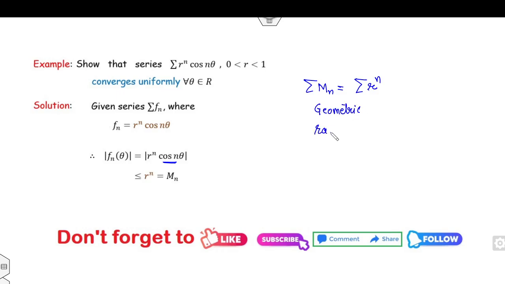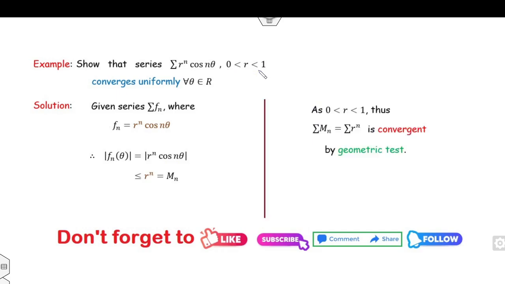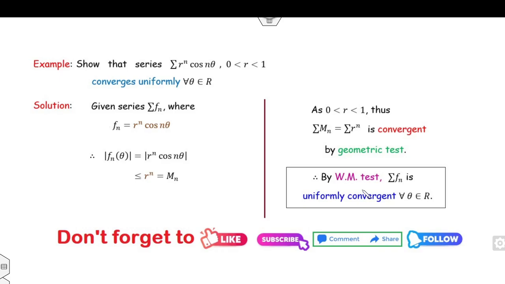Fine. And then the common ratio will be r, and r lies between 0 and 1. Therefore, this series is convergent by using the geometric test. Once this is convergent, therefore, by the Weierstrass M-test, the series Fn is also uniform convergent.